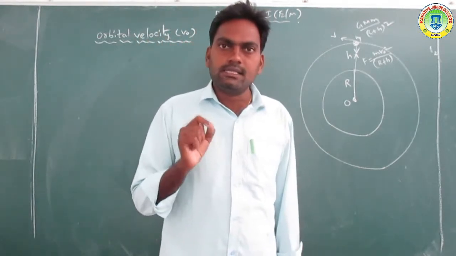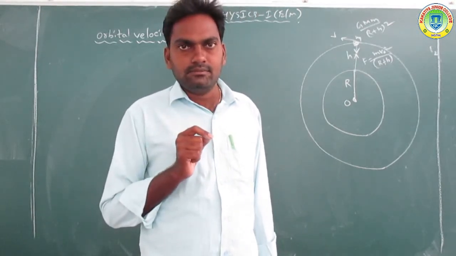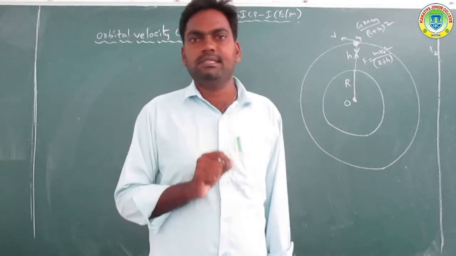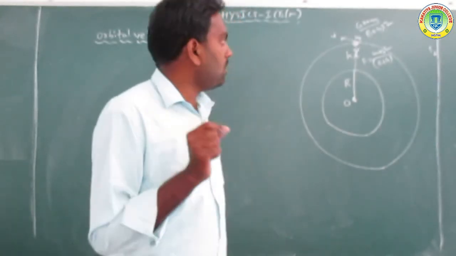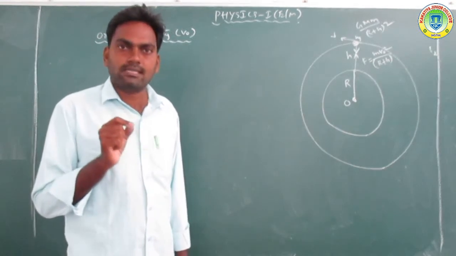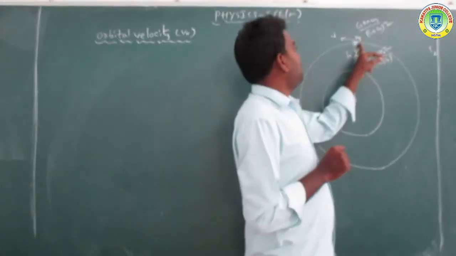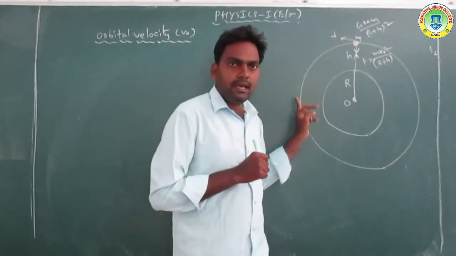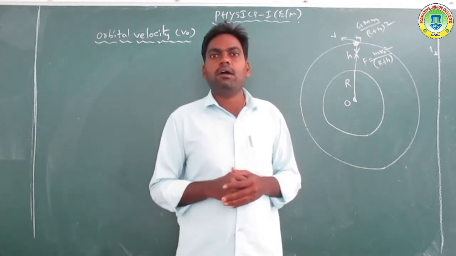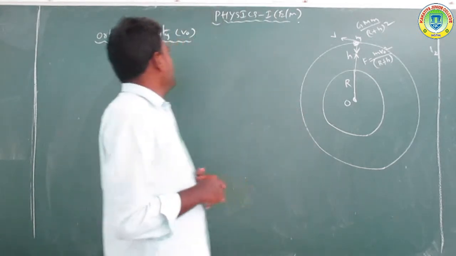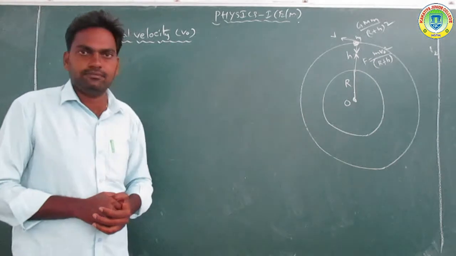Some velocity is required for the object that is revolving in a circular path, in a circular orbit. That velocity is called the orbital velocity. It is denoted by v naught.